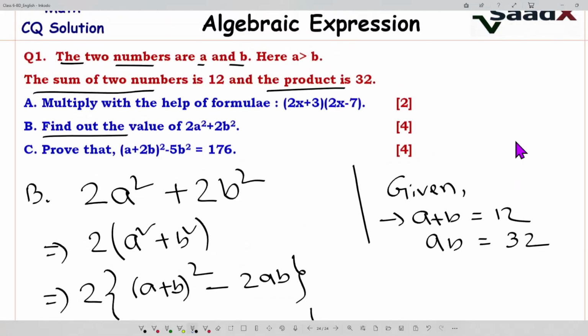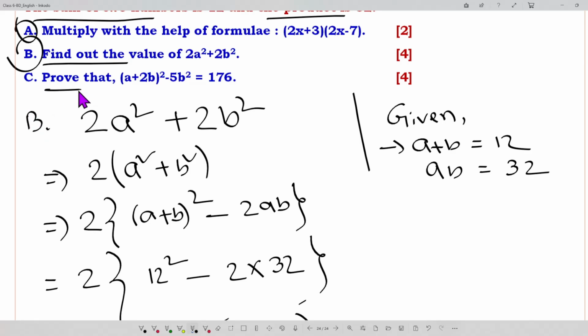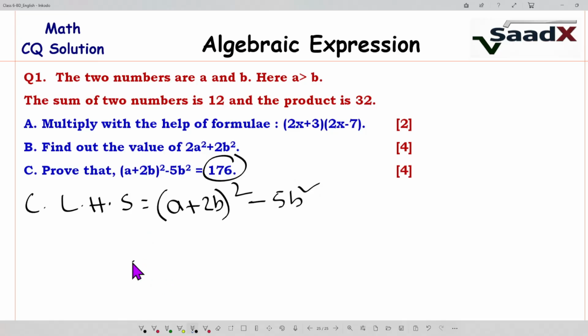So numbers A and B are done. Okay. Now prove that a plus 2b whole square minus 5b square equals 176. We have to prove this one. So number C, first the left hand side: a plus 2b whole square minus 5b square. We have to prove this is equal to 176.